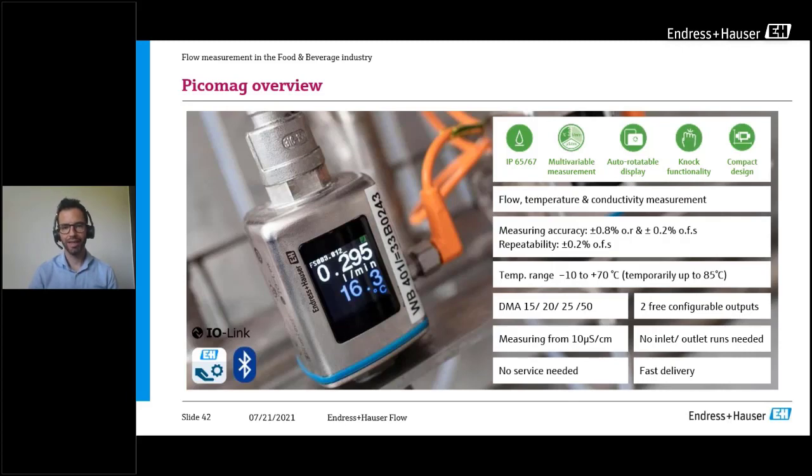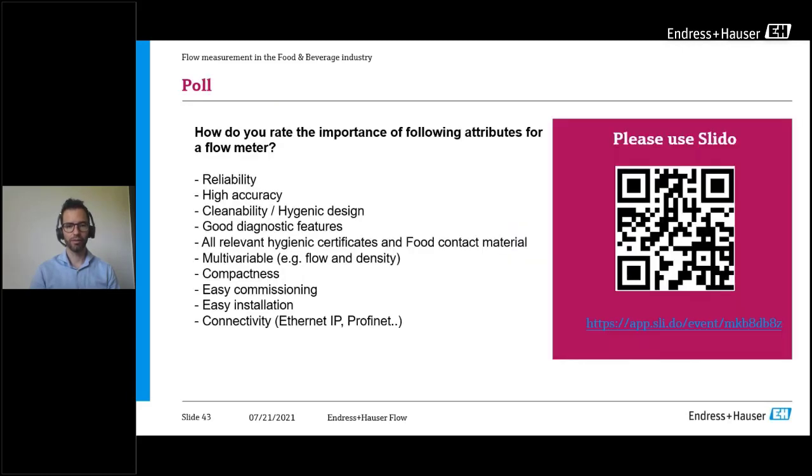Two things I want to highlight more: no inlet and outlet runs are needed. It's a compact device, and it can also be installed in a compact way, directly after a bend or before a bend, so no issues on that. And we produce this product on stock, so we have a fast delivery, usually within 72 hours exactly. So 3 days.